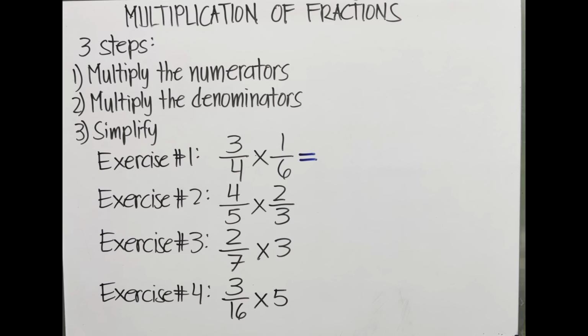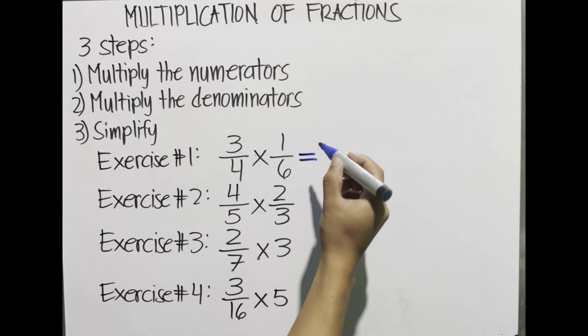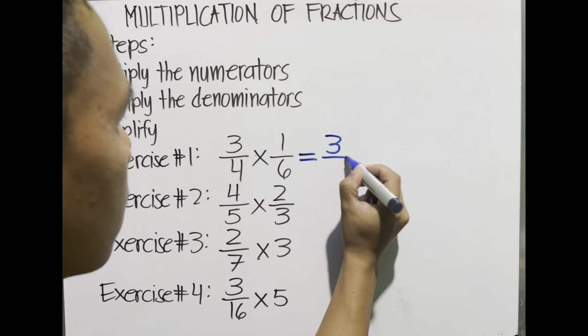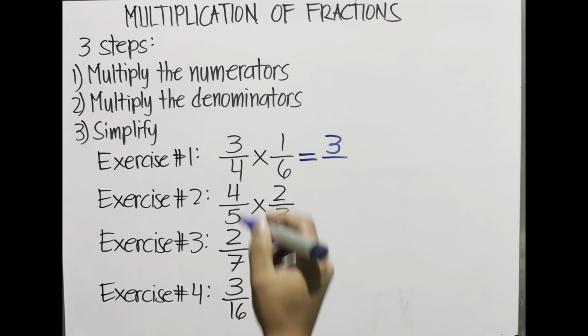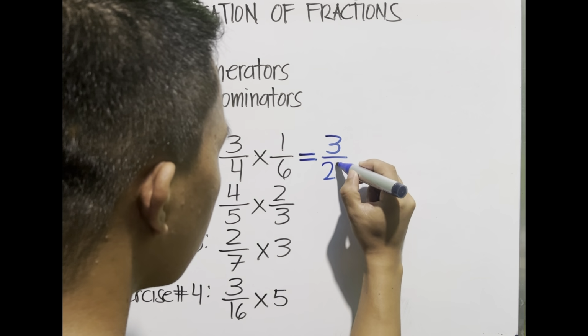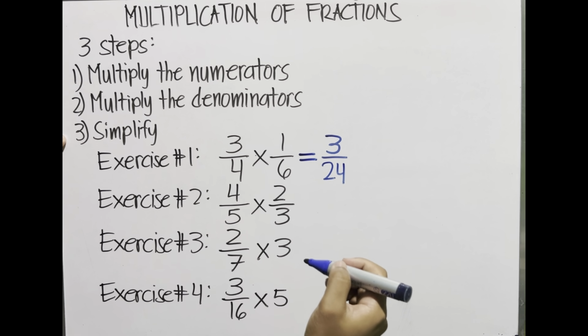So, step number 1, multiply the numerators. 3 times 1, that is 3. 4 times 6, that is 24. Ayan, tapos na yung 1 and 2. Number 3 is simplify.